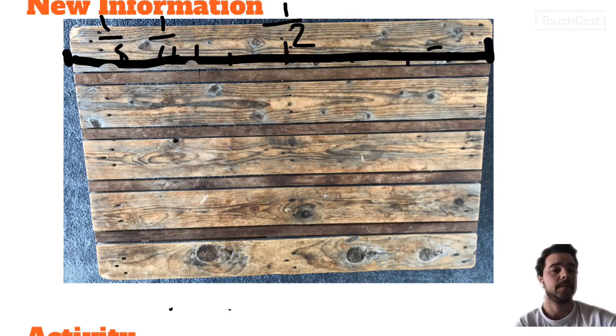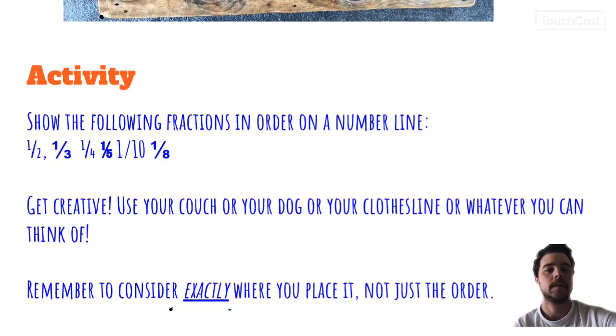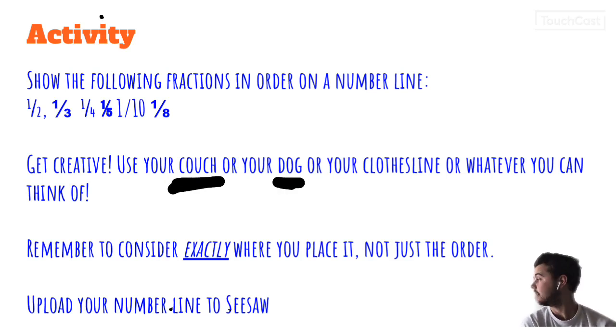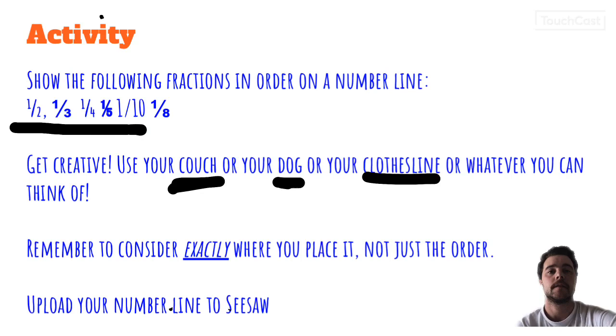All right, so what are you guys doing? You are doing exactly what I just showed you. So you're going to find something in your house, get creative. So I said you could use your couch. You could use your dog, not real life. Take a picture of your dog laying, if it's laying asleep. What a great number line. Use your clothesline. Anything, take a picture of it, and then you're going to put these fractions on it.